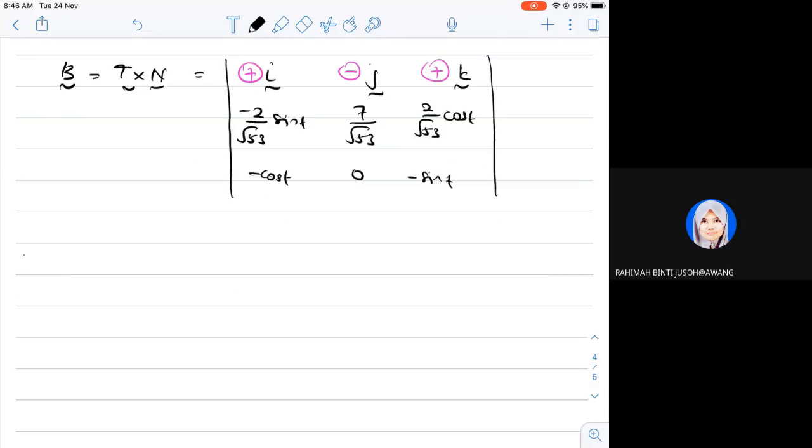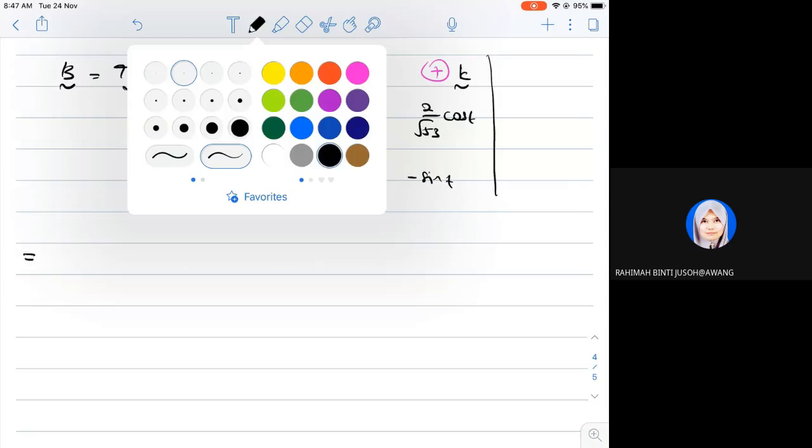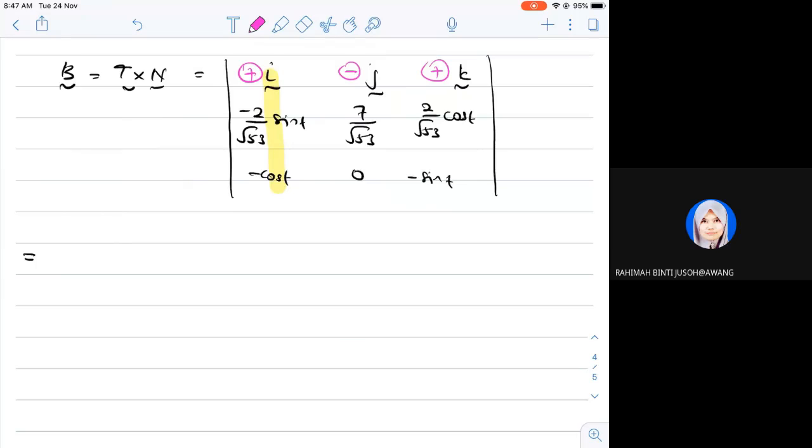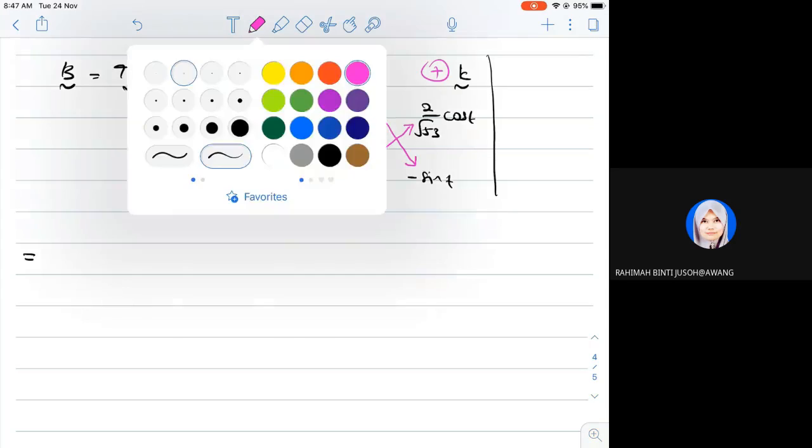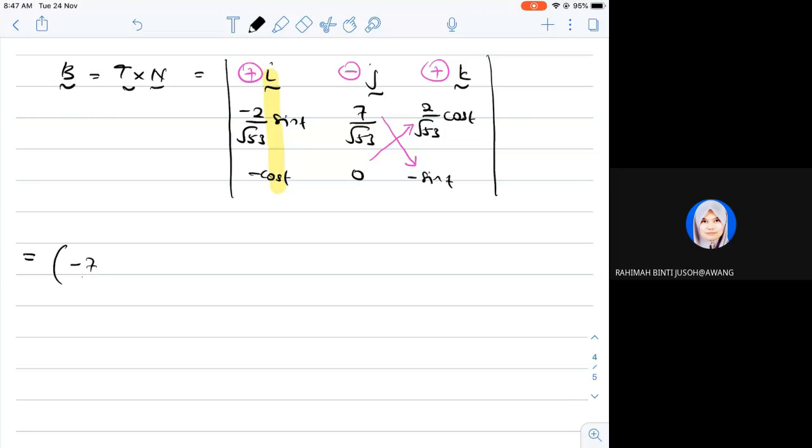Alright, so let us solve this question. As usual, we need to close the first column, and now we are crossing the second and third column. So 7 over square root 53 multiplied with negative sin t minus 0 times 2 over square root 53 cos t. Alright, so we will get 0 for this, this is i.